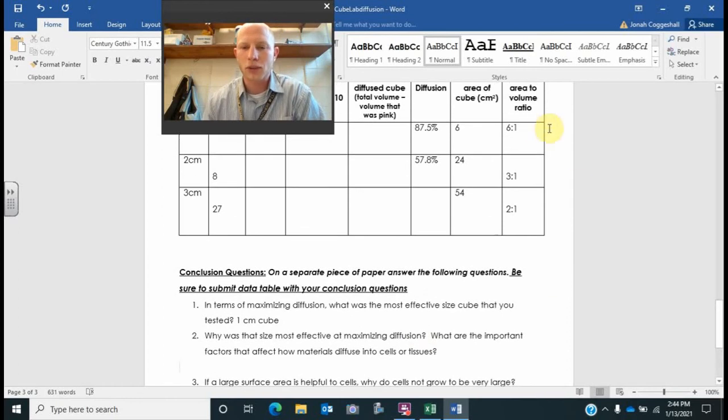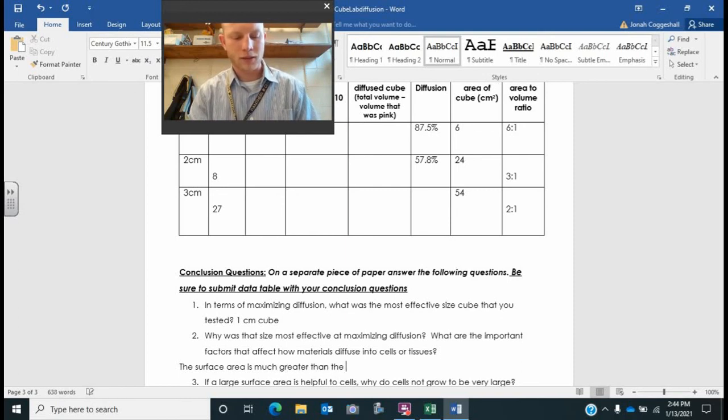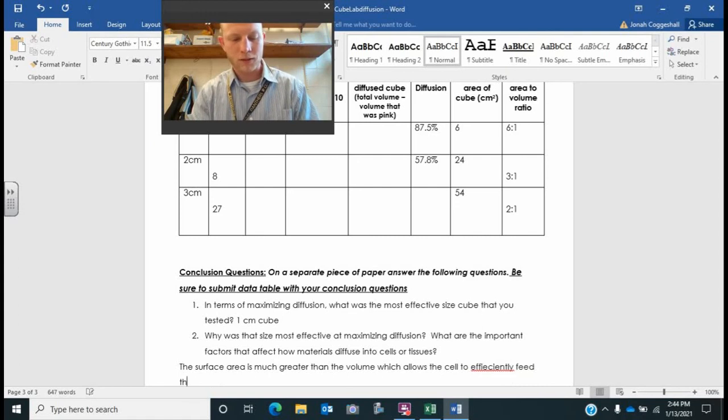Well, we're looking again at this surface area to volume ratio. The surface area is much greater than the volume, which allows the cell to efficiently feed the rest of the cell.